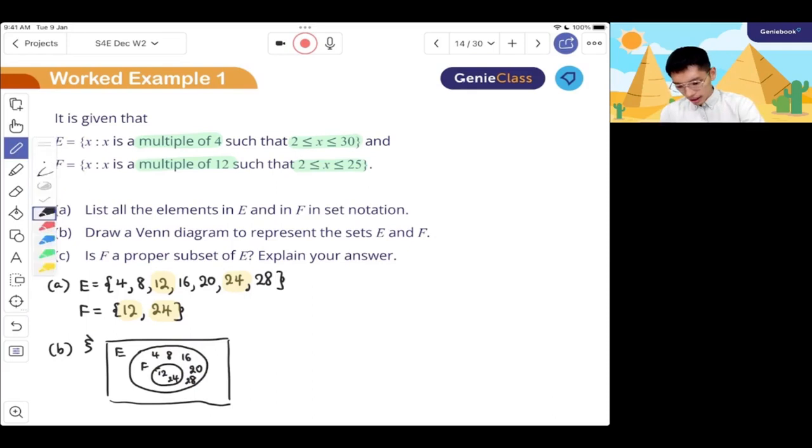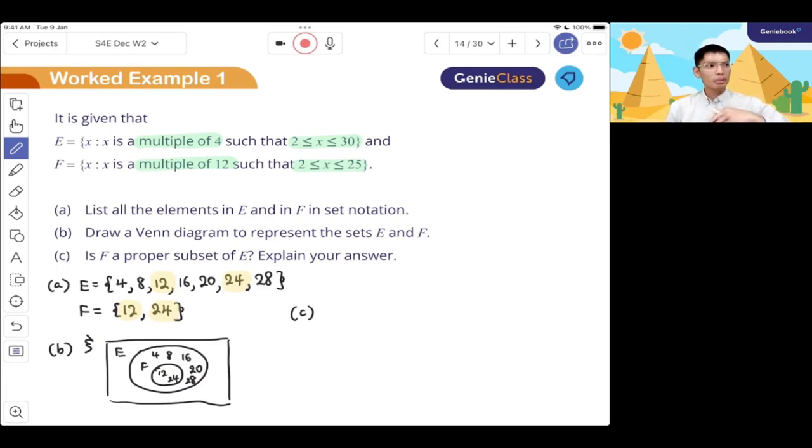Now, for this question, is F a proper subset of E? Write down answers. Is F a proper subset of E? Yes or no? Will it be a proper subset? Come, write down answers. I have the two things over here already. They are not equal. So are they a proper subset?